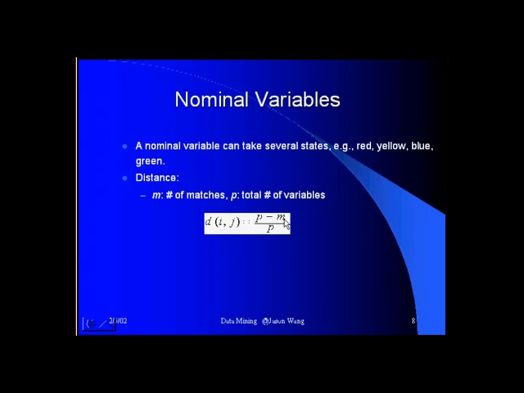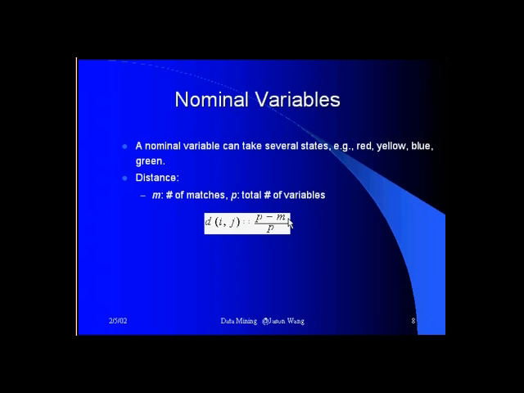You look at the 3 nominal variables for these two data objects. Look at the first nominal variable. Suppose the first nominal variable for this data object is yellow, and the first nominal variable for this data object is also yellow. So that's a match. Then look at the second nominal variable. The second nominal variable for this data object has the value shallow, and for this data object it has the value deep. So this is not a match. Shallow and deep are not matching. Look at the third nominal variable. The third nominal variable for this data object has the value long.